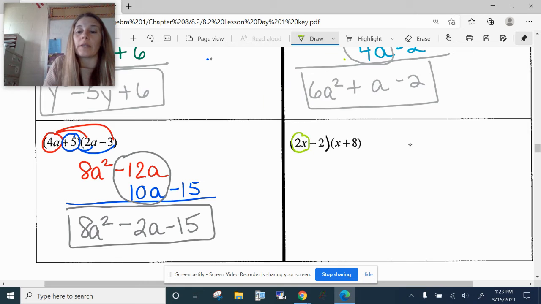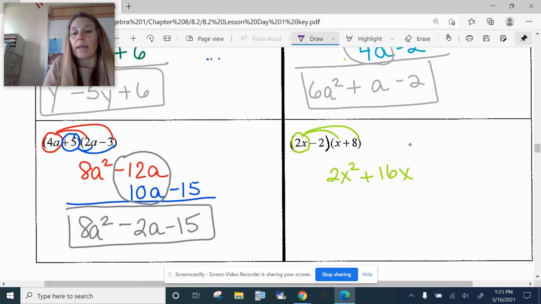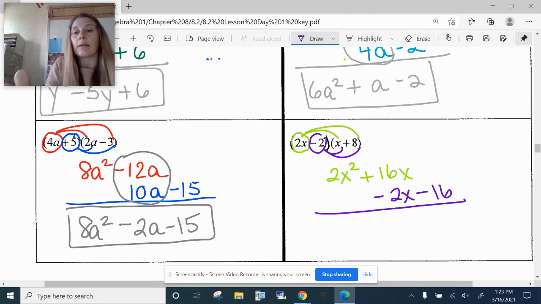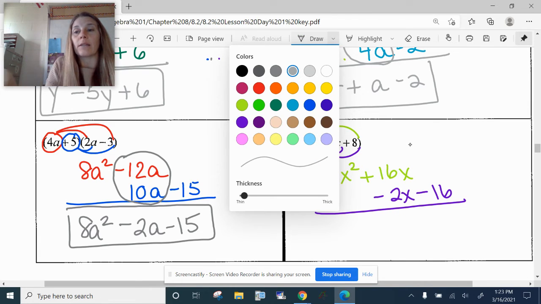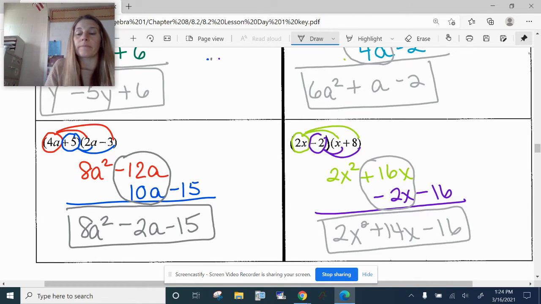All right, distributing this 2x. 2x times x is 2x squared, and 2x times 8 would be 16x. And then we distribute this negative 2. We get negative 2x and then negative 16. And we just have to combine to get the like terms. So 2x squared, then 16 minus 2 would be 14x, and then we have that minus 16 at the end.